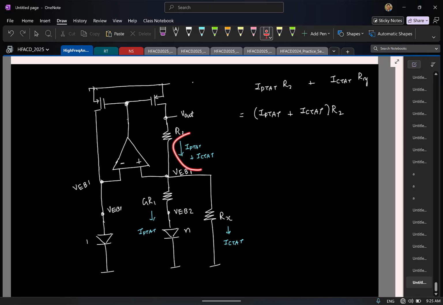So the current flowing through R2 is the sum. So where should I take my output right now? What should I call as my output now? Is this voltage my Vout or something else? Drop across R2 is my Vout. Okay, so this is no longer my output. Okay, so drop across R2 is my output.